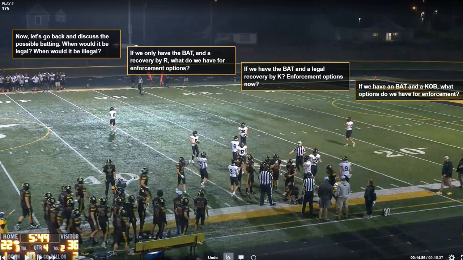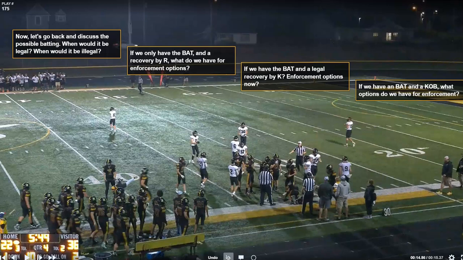Team fouls by K, other than KCI, can be tacked on to the dead ball spot. So if we have an illegal bat and a recovery by R, we could tack 10 yards on. So in this case, with that ball going out of bounds, we have R's ball coming up, so we can go from the 32 to the 42. If we have the illegal bat and we have a legal recovery by K, they legally recovered the ball. Now that option of the tack on is no longer an option.